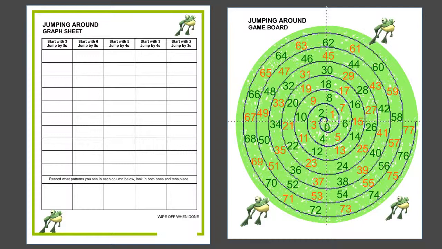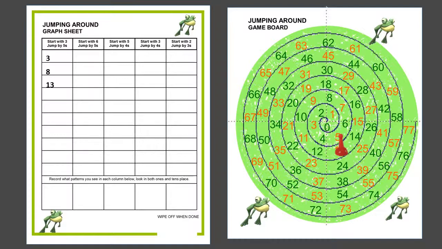Let's say they start with the first column, which says start with a 3 and jump by 5s. So they're going to put their pawn on the 3 and mark that down. I have it on the 3 on my graph sheet, and I'm now going to jump 5, which means I'm going to move 5 spaces, and I land on 8. So I'm going to write 8 down. Now I'm going to move 5 again, and I'm going to land on 13, and I'm going to write that number down.